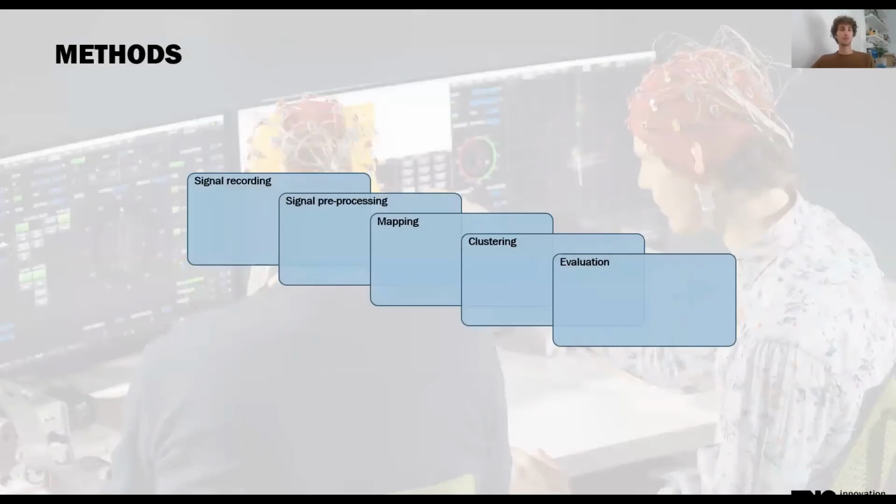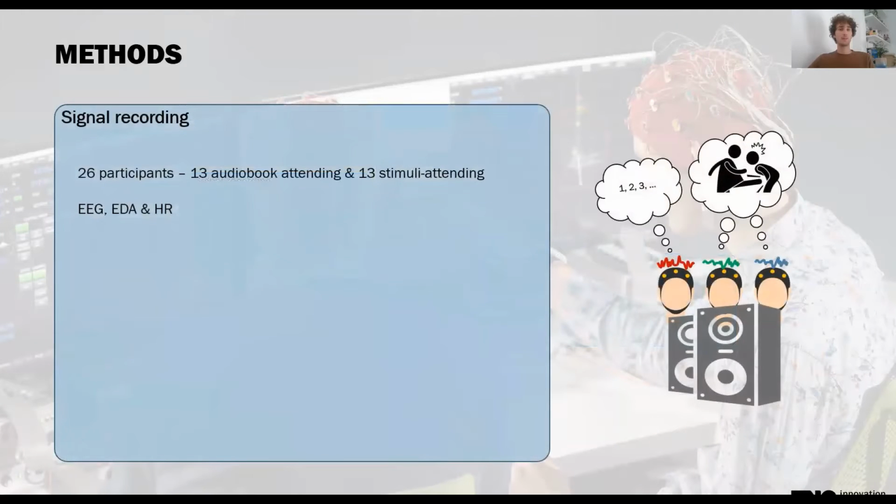Let's dive into a bit of the methods for today. The scheme on this slide presents the processing pipeline used in the current studies. After signal recording, we had to process these signals and then use different unsupervised learning techniques, here referred to as mapping and clustering, to identify the shared attending individuals in this group. Afterwards, we evaluated performance in two different ways, which I will go into later. First, let's dive a bit into the signal recording.